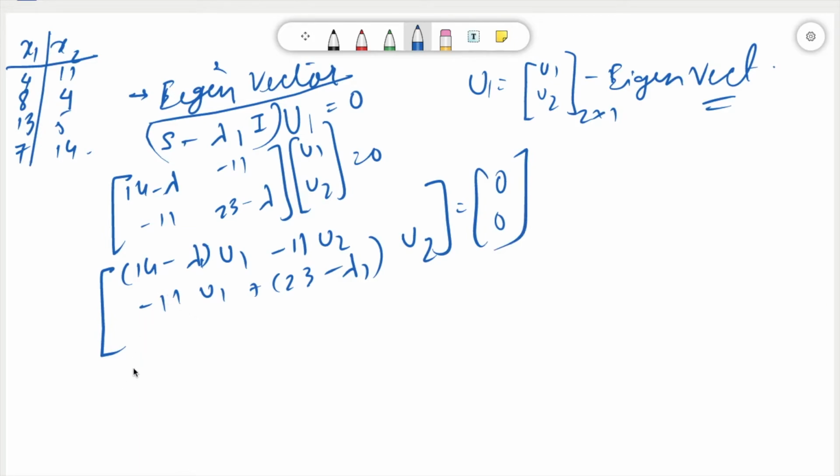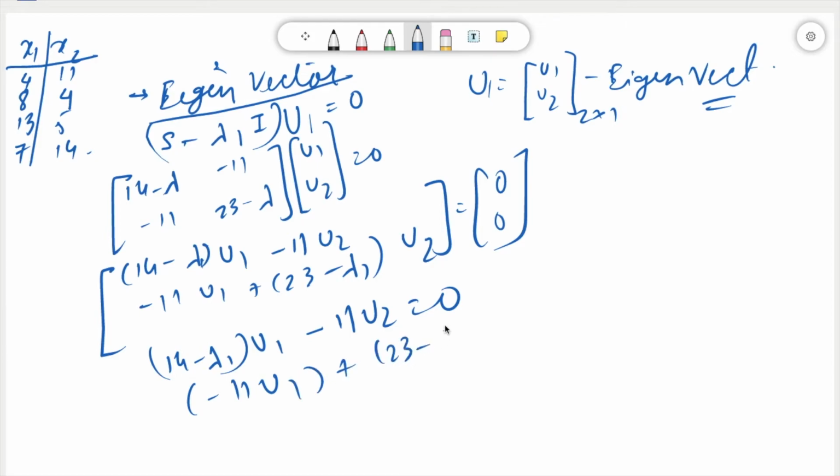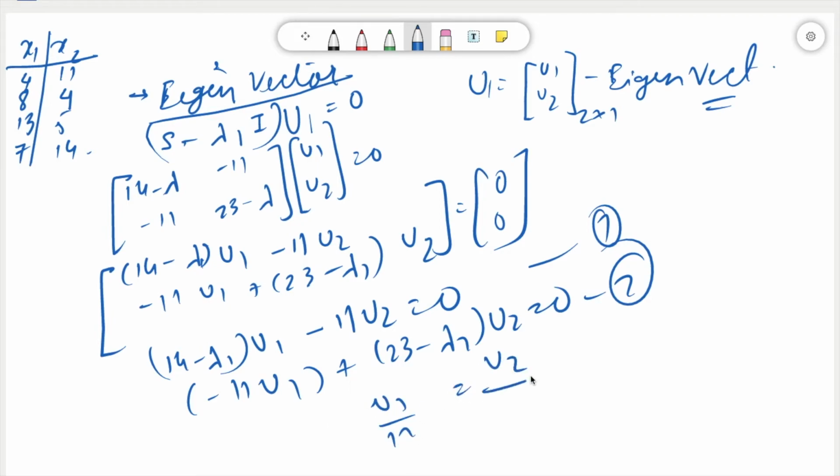If we solve this, we get 14 minus lambda 1 multiplied by u1 minus 11 u2 is equal to 0, and minus 11 u1 plus 23 minus lambda 1 into u2 is equal to 0. These are the two equations. After solving them, if you use the approximation method, then u1 by 11 equals u2 by 14 minus lambda 1, which is equal to t, say.